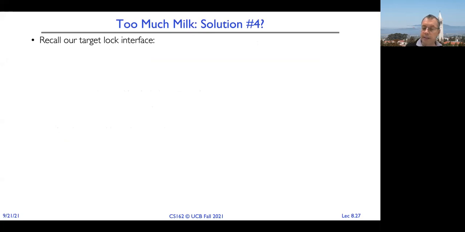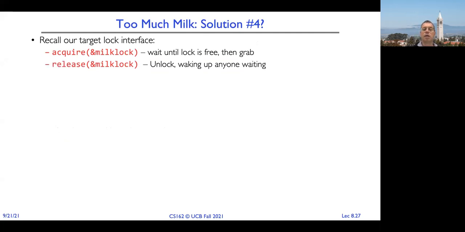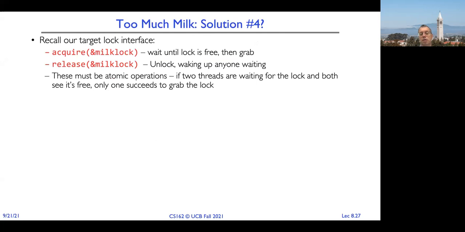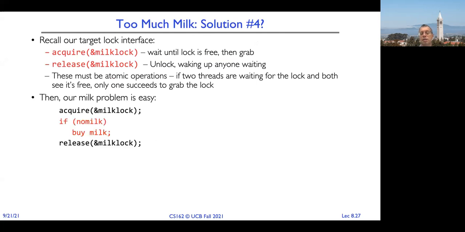So think about the lock interface you are considering. You want to acquire the lock and release the lock. These are the instructions. If the lock is taken, you are waiting in the acquire until someone releases the lock. Okay? And then your milk problem is very simple. You acquire the lock. If there is no milk, you buy the milk, and then you release the lock. This is like our very first solution with a lock, right? A physical lock on the fridge.